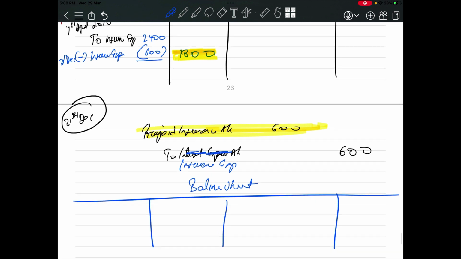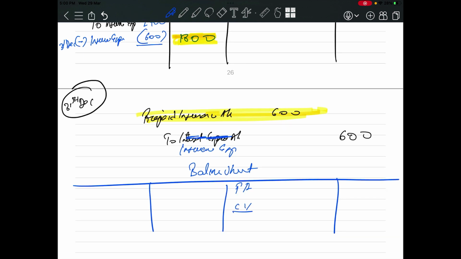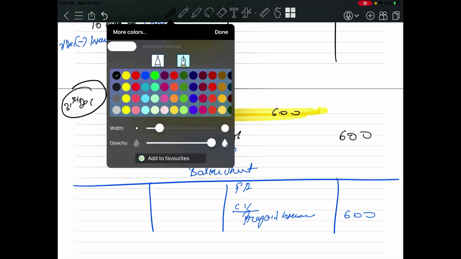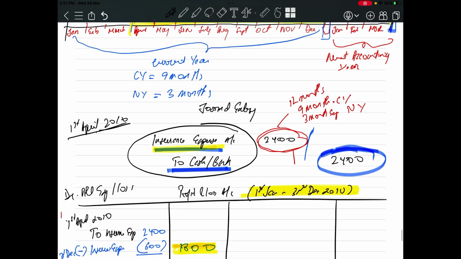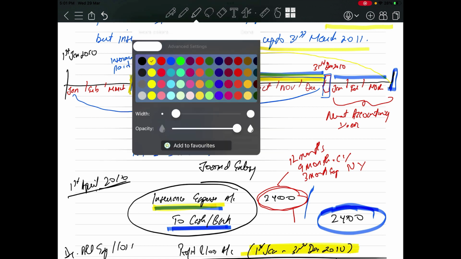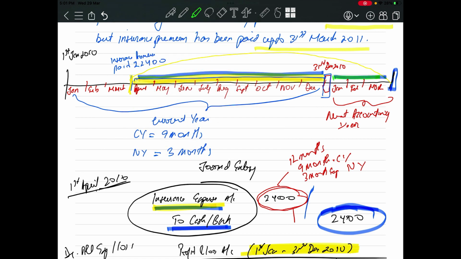When we prepare our balance sheet, under current assets we'll have to show prepaid insurance 600. Now why is this our asset? You will have a question, why is prepaid insurance an asset? The answer is simple. When will we get the benefit of these expenses? In the next financial year, in the next accounting period.